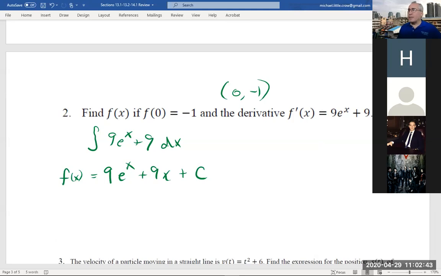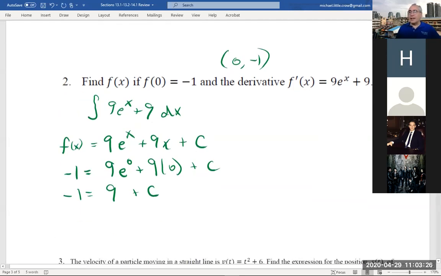So what we know is when we plug in 0 for x, the output will be -1. So we get -1 equals 9e to the 0 plus 9 times 0 plus some constant. And so now we do the math. 9e to the 0 is 9 times 1, so that's 9. 9 times 0 is 0. So then we get plus our constant.